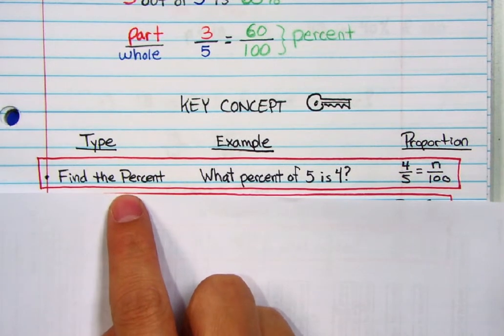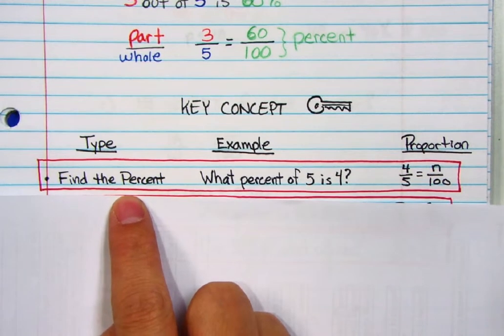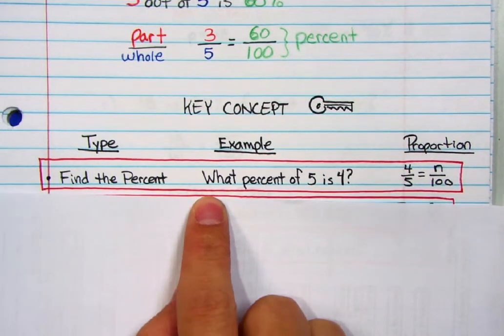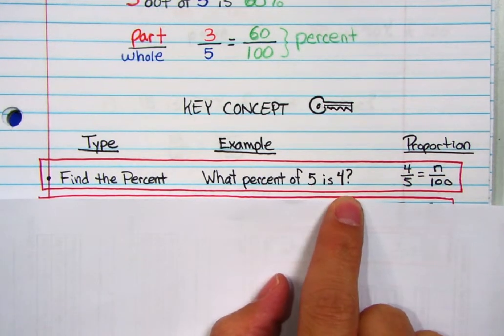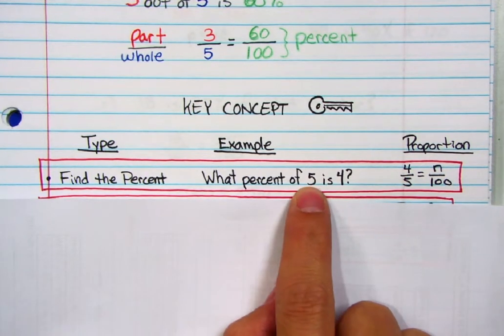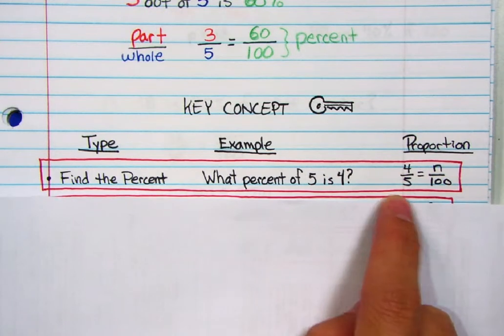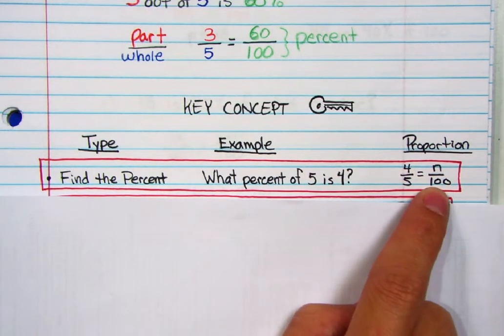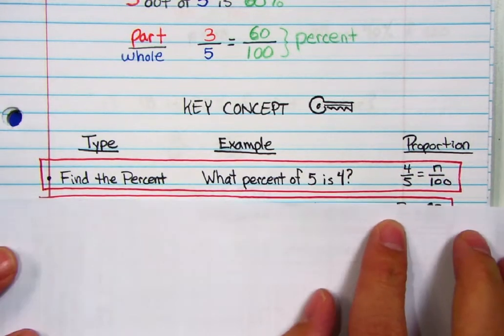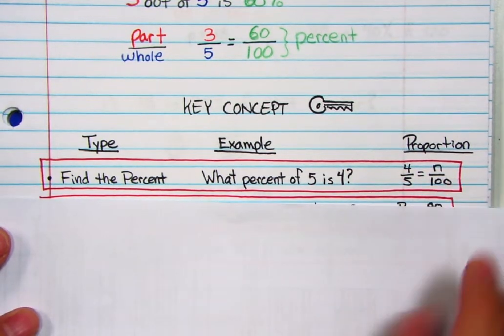They want to have you find a percent. This is stuff we've been doing already. What percent of 5 is 4? So you think, okay, of 5, that's the whole part. 4, that's the part of the whole. So we set it up: 4 over 5 is equal to what percent? Which percent is over 100. So that's how we set percent problems up when you need to find the percent.